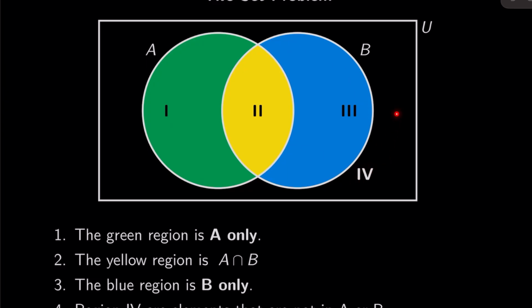And region IV, that's this entire area, is the region that's neither in A nor B. And U is the universal set. That's when we combine all these sets. When we combine A, B, and IV, we are going to have the universal set U.